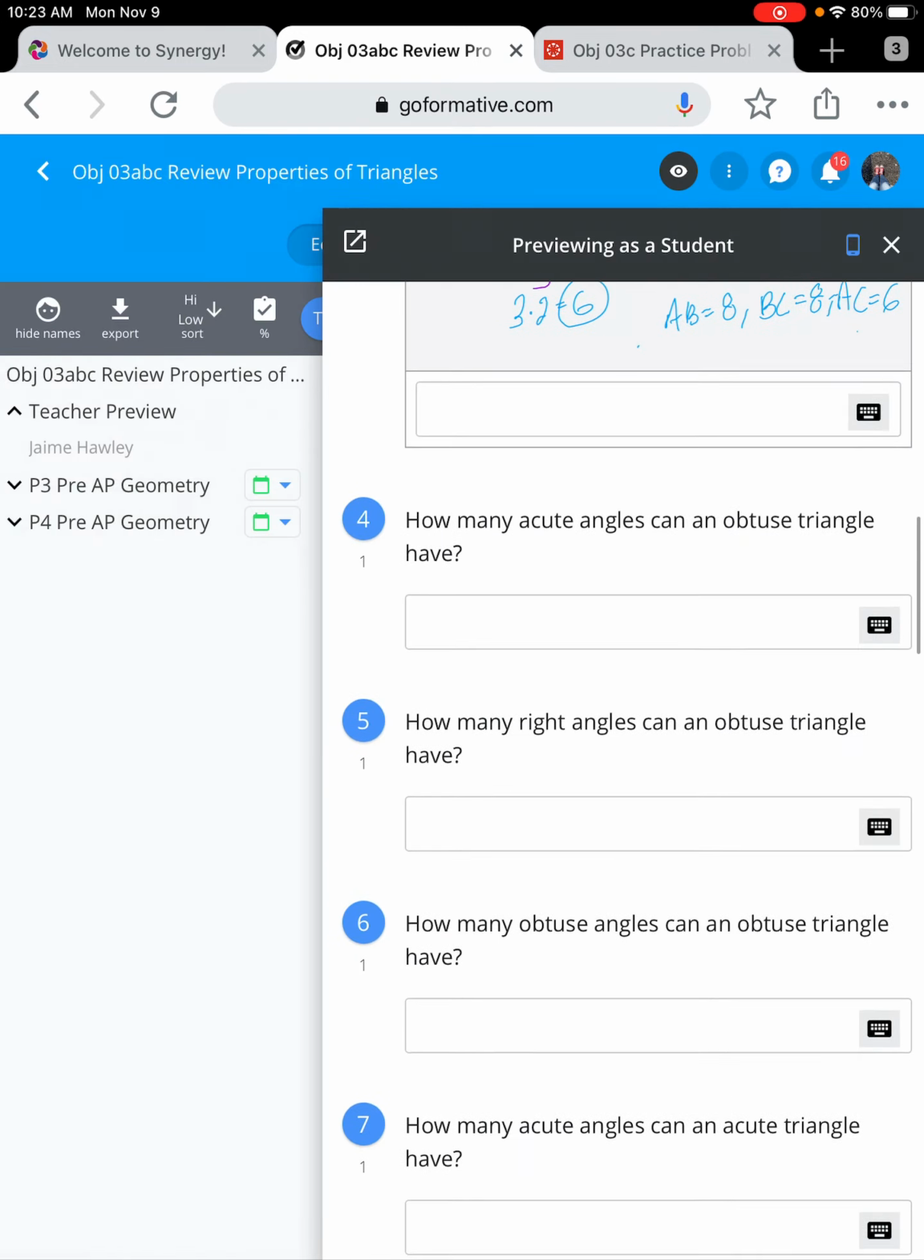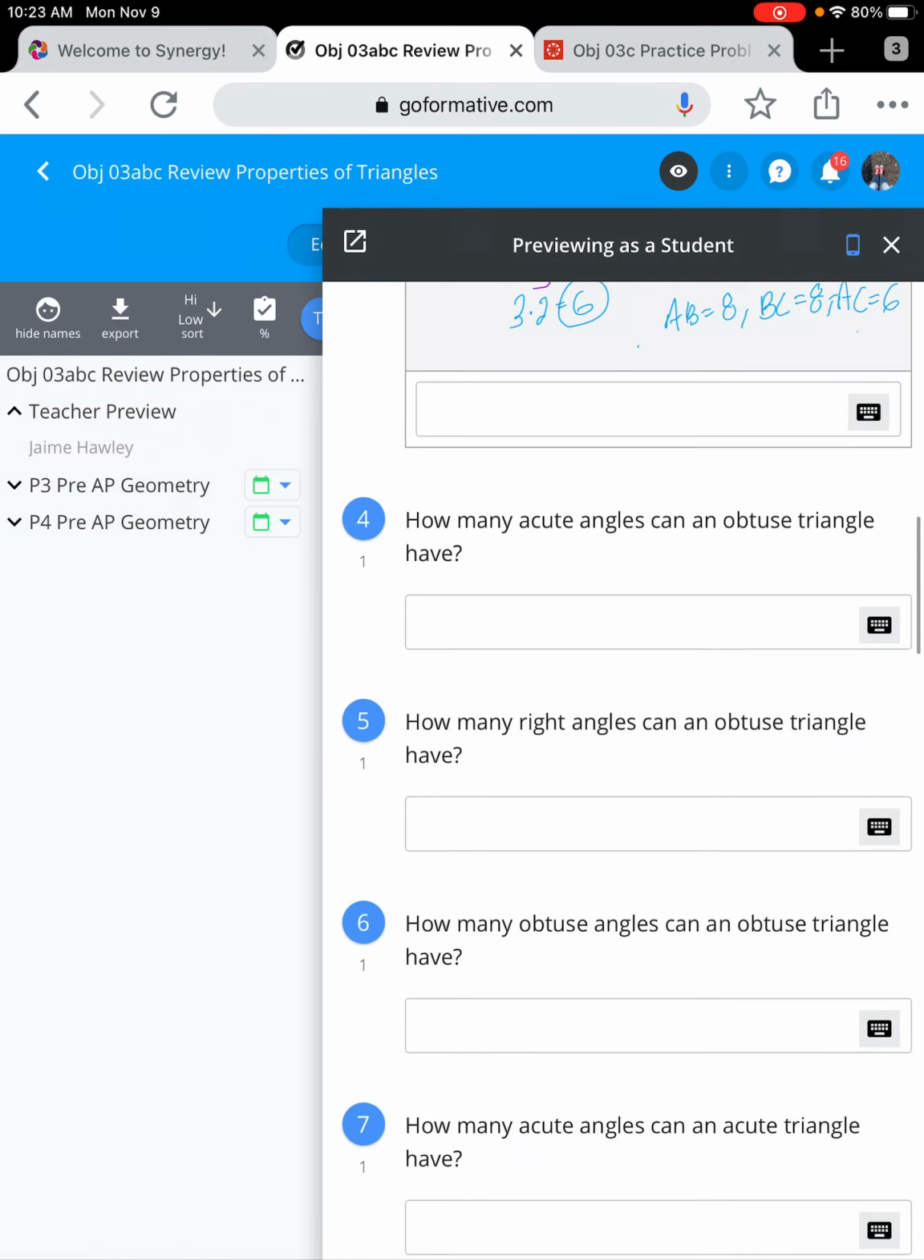Otherwise, there are 3 angles in a triangle, and it would add to more than 180. And you guys should know that the angles in a triangle can only add to be 180 degrees. How many acute angles can an acute triangle have? Well, if it's an acute triangle, all of the angles are acute, so that's going to be 3.